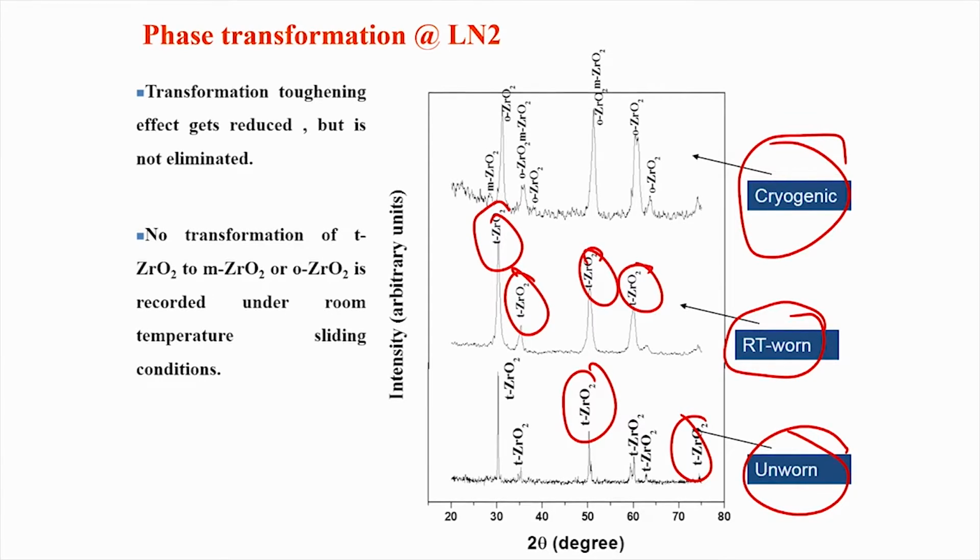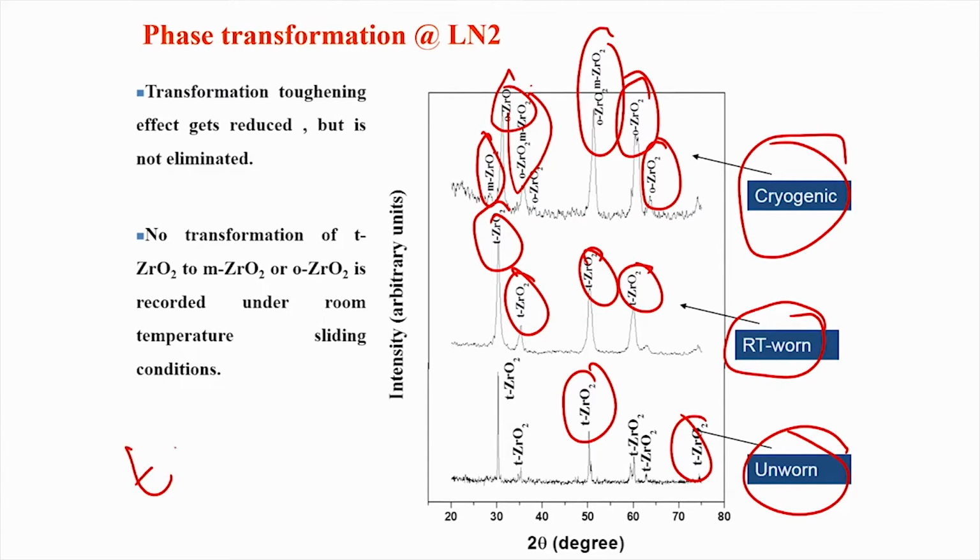However, we made different observations when we closely looked at the XRD traces recorded after cryogenic sliding conditions. We see signs of orthorhombic zirconia and monoclinic zirconia, but some of the peaks are very critical, very clear signs of orthorhombic zirconia only. So what happens is that tetragonal zirconia can undergo phase transformation to orthorhombic zirconia as an intermediate transformation product before it goes to full transformation to monoclinic zirconia.